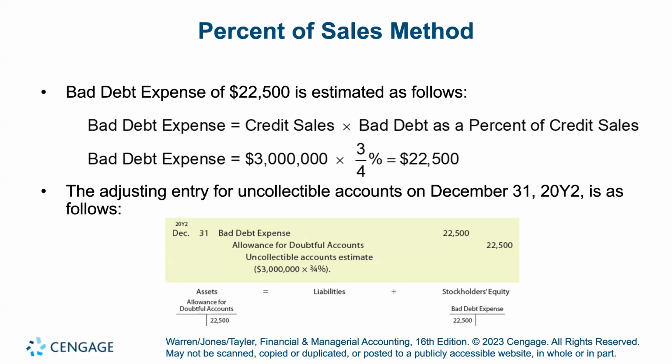All we do with the percent of sales method is take the sales, $3 million, times the percentage. Again, in these problems, they give it to you. It's the percentage we think will be uncollectible. So 0.75% gives us $22,500. All we do at the end of the year is make this adjusting entry where we debit bad debt expense, $22,500, and we credit the allowance for doubtful accounts, $22,500. That's it.